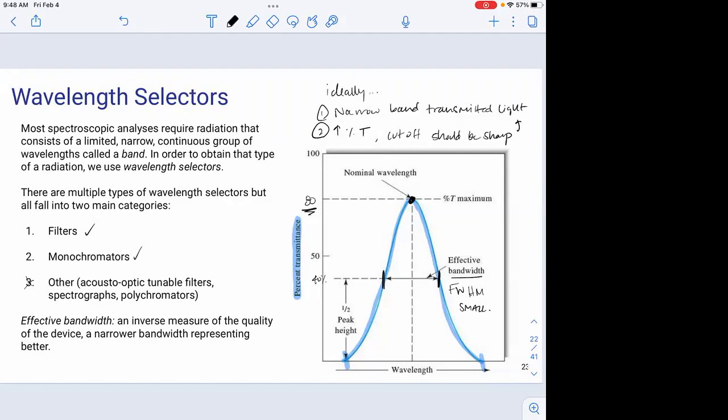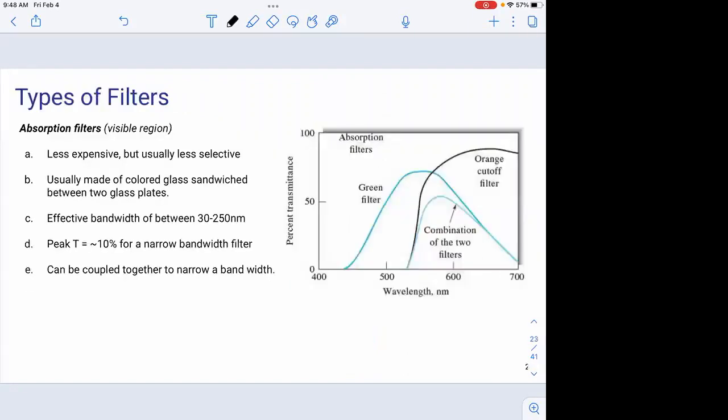The other characteristic that's desirable, it's always desirable, is low cost. That's not always achievable, but sometimes it is. All right, so let's go on and talk about what types of filters are available to us. So the first one that I want to talk about is an absorption filter.